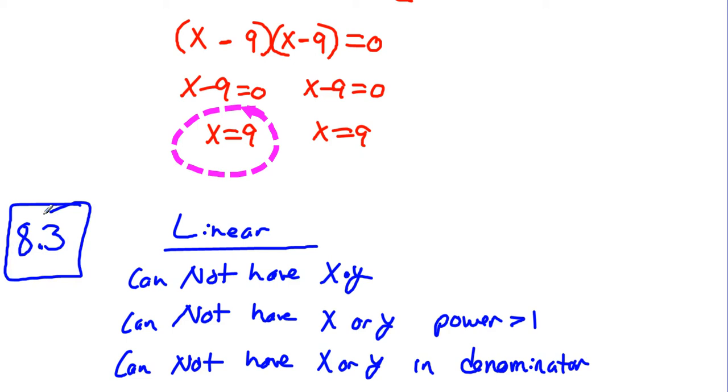And they'll just give you a list of questions and say, okay, here you go. Is this thing linear or not? And you just look at it. If you have x times y, it's not. If you have x or y with a power greater than 1, if you have x squared or y squared or x to the third or y to the fourth, it's not. And if you have x or y in the denominator, it's not. If it doesn't fit one of those three things, it's good to go.